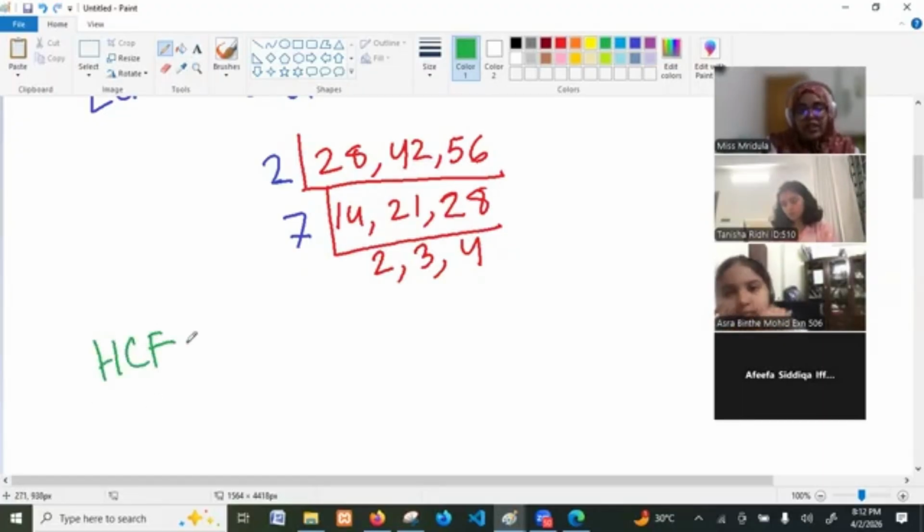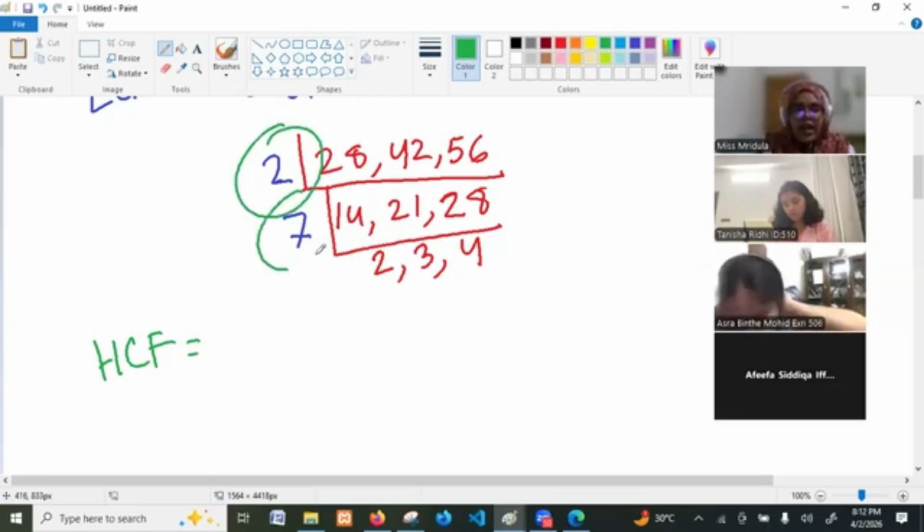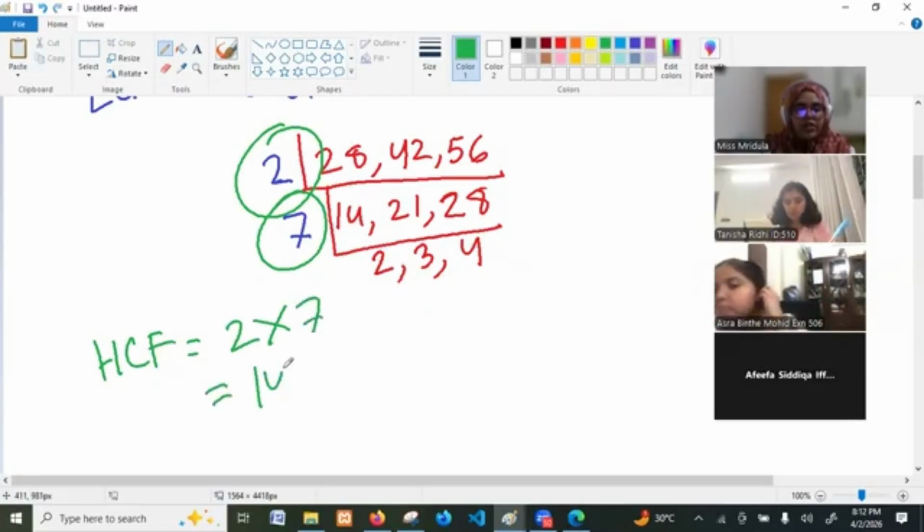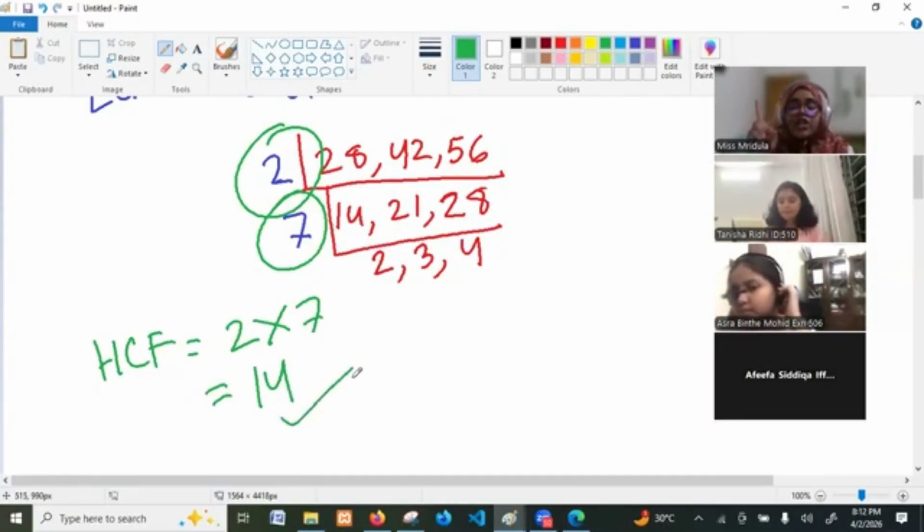And to find out the HCF, there is another difference. That is, we can only multiply the right-hand side numbers. We cannot take this. Okay? So we can only take 2 and 7. So 2 times 7 is going to be 14. Understood?